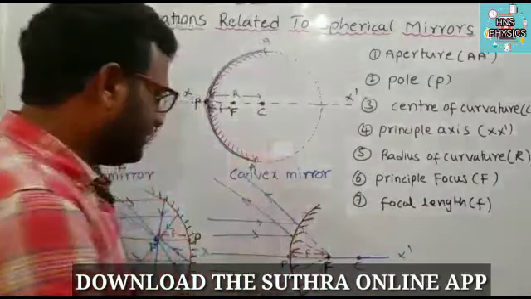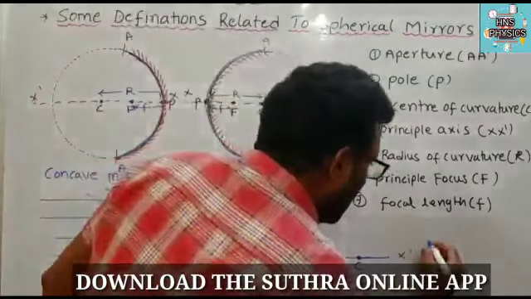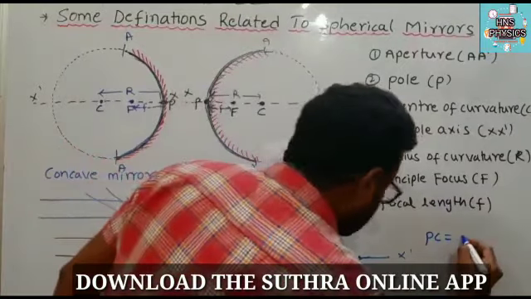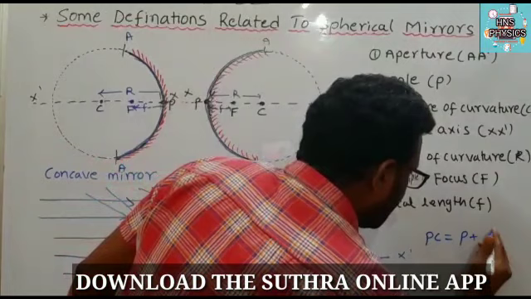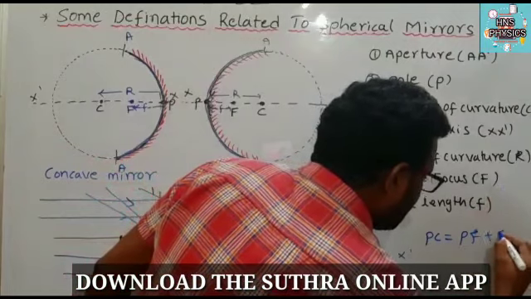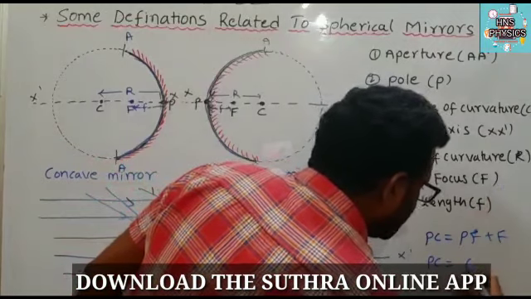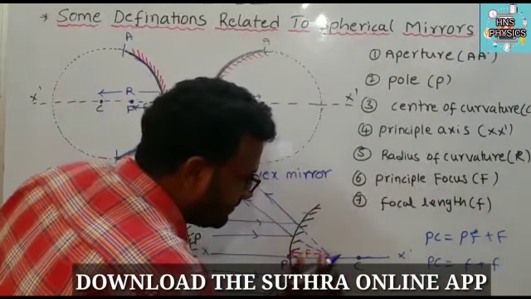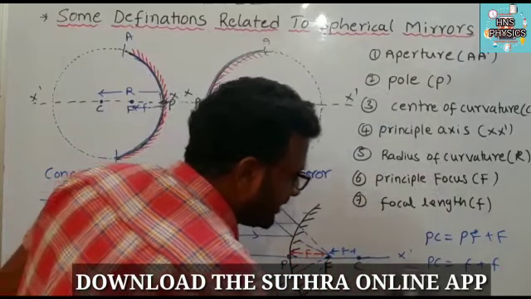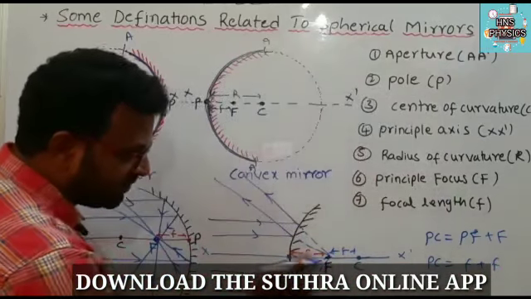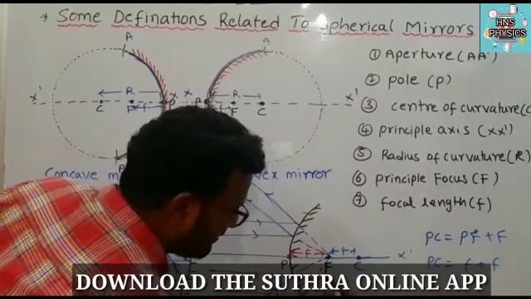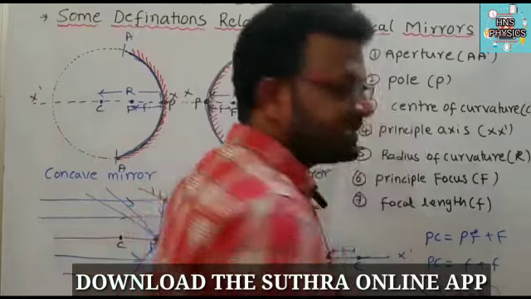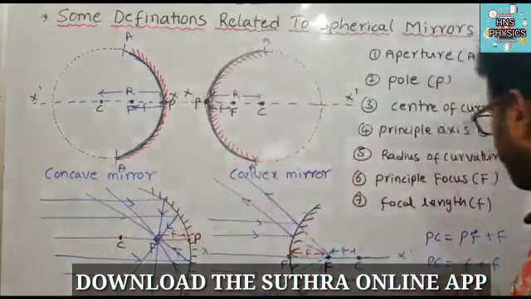Here you will get one relation also. If you take this relation, PC is equal to PF plus FC, that means PC is equal to small f plus small f, because from here pole to focus is a certain distance and the same distance will be there here also, that is f plus f. But PC is nothing but the radius of curvature. So R is equal to 2f. You will get this condition, and this condition is important and useful.